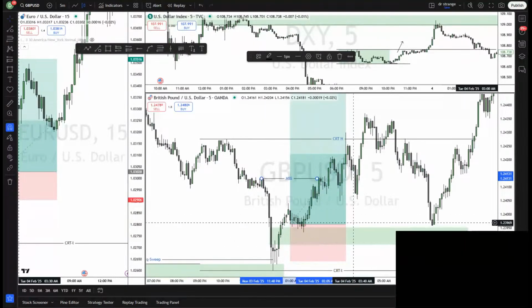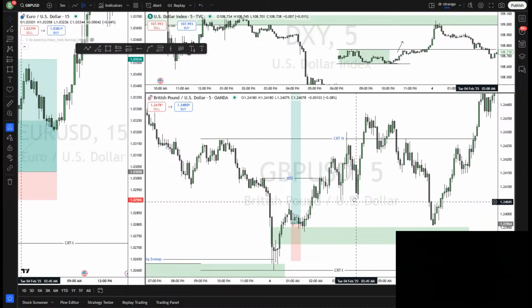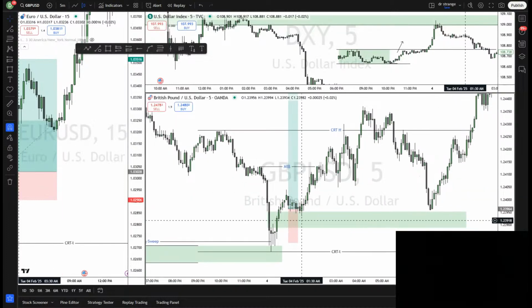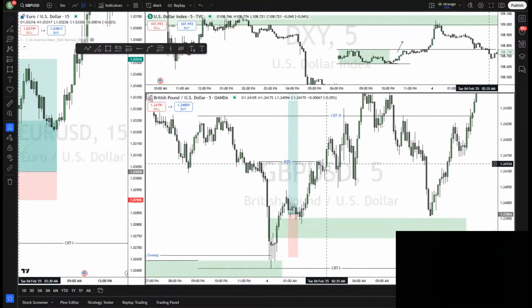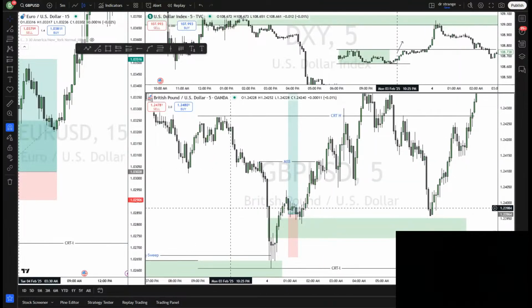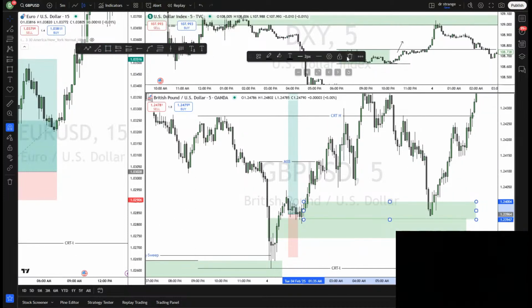Now, when you have a market structure shift, you just wait for price to retrace into the OTE. Okay? Or you look for an order block which is in this region. This is our market structure shift. If you go to M15, it would be much more clear. You would see that price would come back here, and then you would enter the trade.